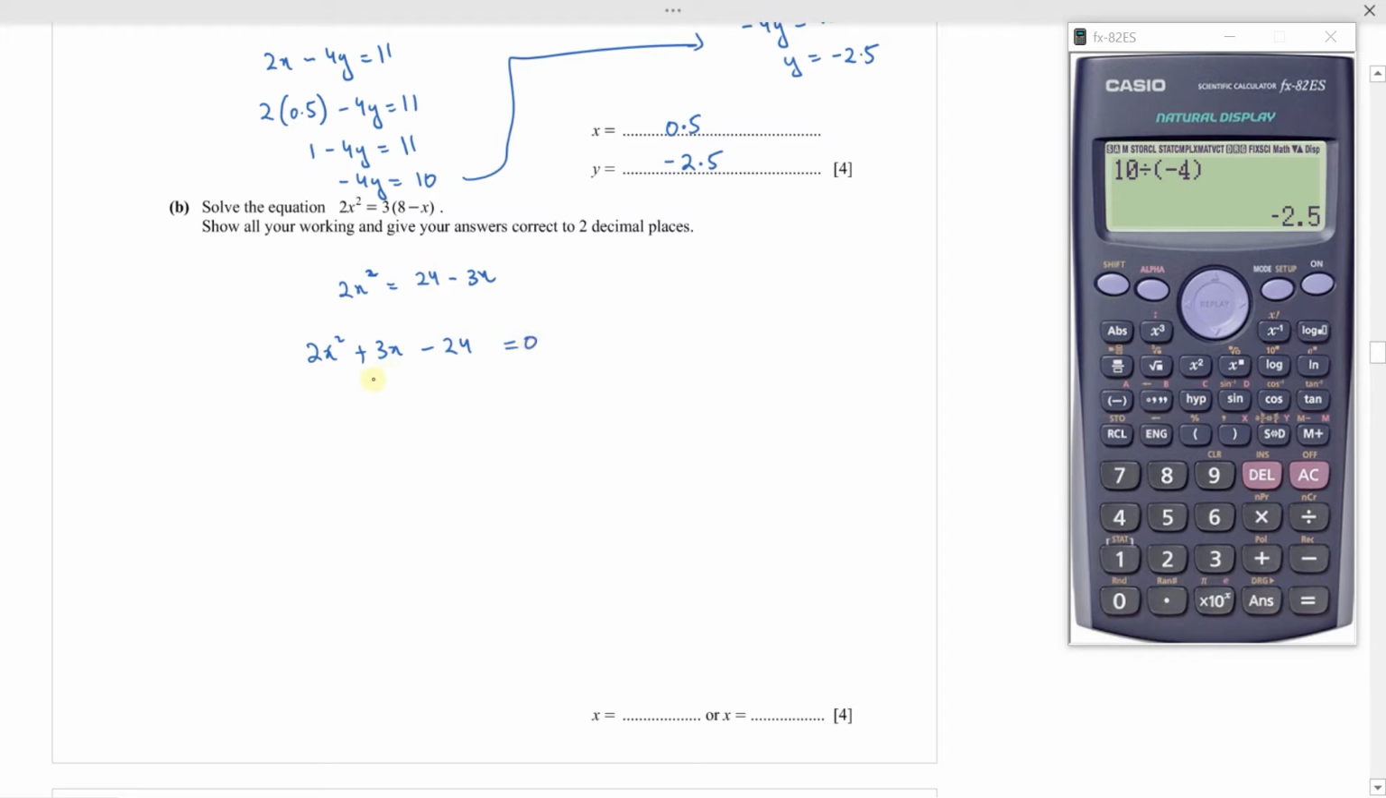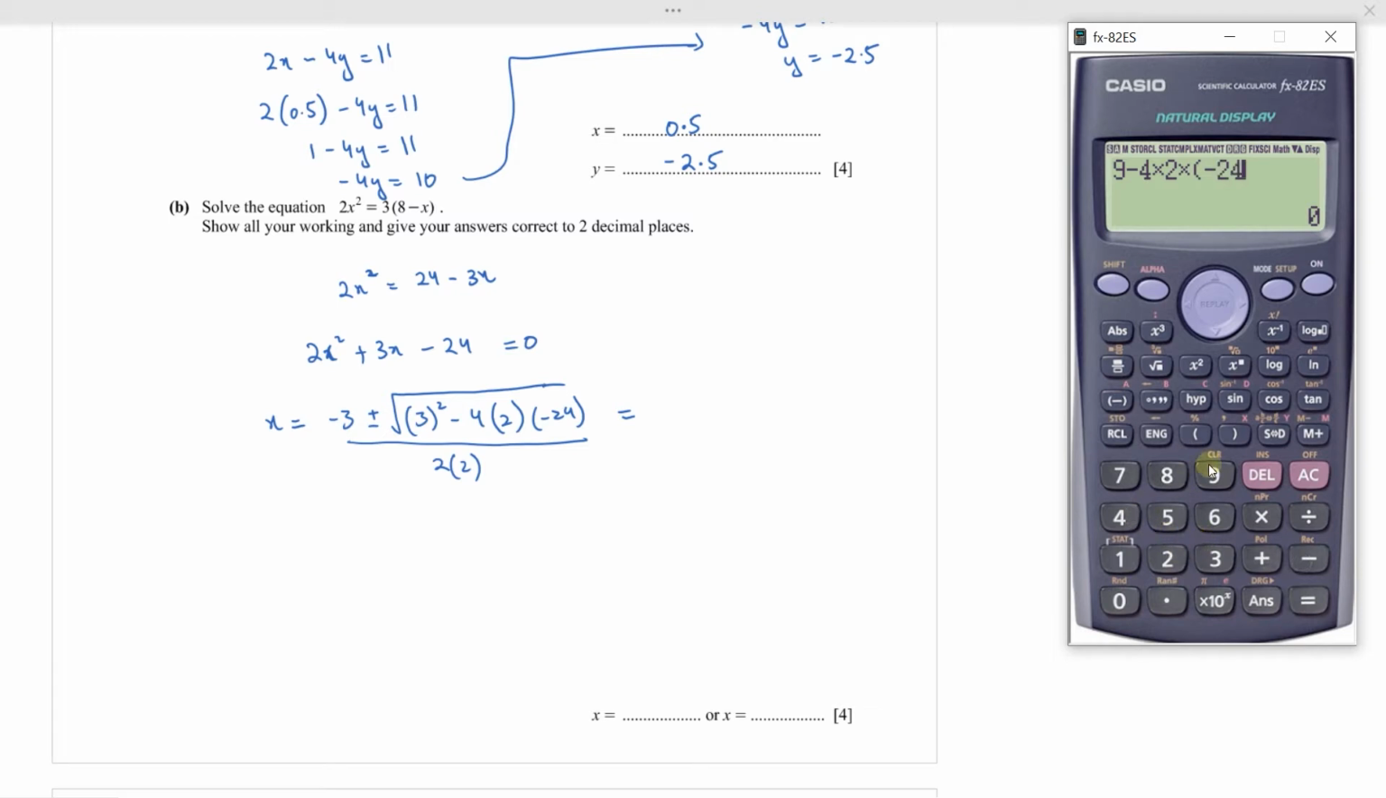So now I can use the quadratic formula to solve this quadratic equation and find the values of x. So x would be equal to minus b, where b here is 3. So minus 3 plus minus square root of b square, which is 3 square, minus 4ac. A is 2, c is minus 24, divided by 2 times a, which is 2 here. So this gives you 3 square is 9 minus 4 into 2 into minus 24.